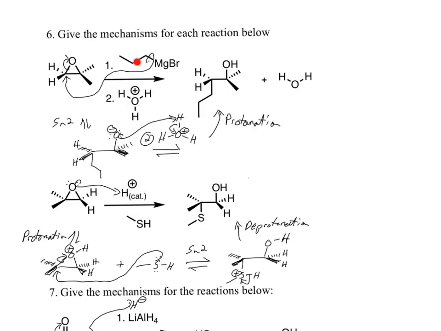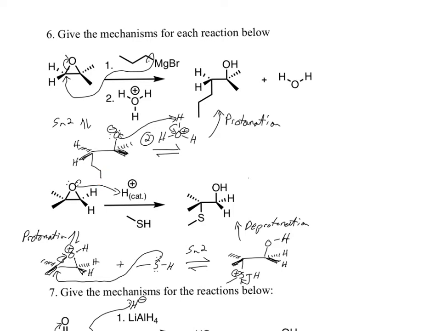All right, number 6, give the mechanisms for each reaction. So I'm showing the products. We have an epoxide with basic conditions, right? A negatively charged carbon from a Grignard, and an epoxide in acidic conditions. Different steps. In basic conditions, the nucleophile reacts with the less substituted carbon, like an SN2.